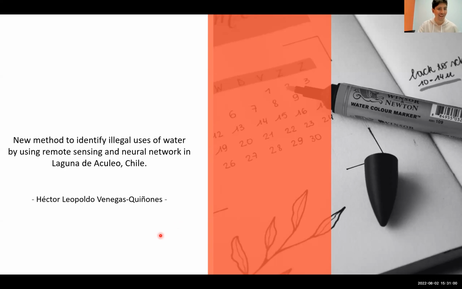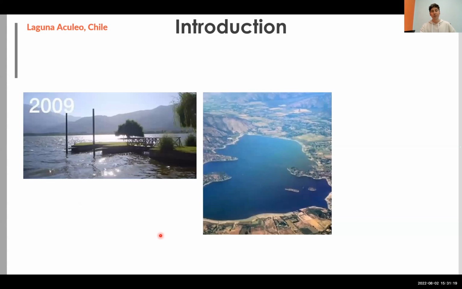Okay. So I hope you enjoyed this presentation like I will do. So first things, the name of the capstone is New Method to Identify Illegal Wells, so illegal use of water by using remote sensing data and neural network in Laguna Aculeo. Laguna Aculeo is a place in Chile.